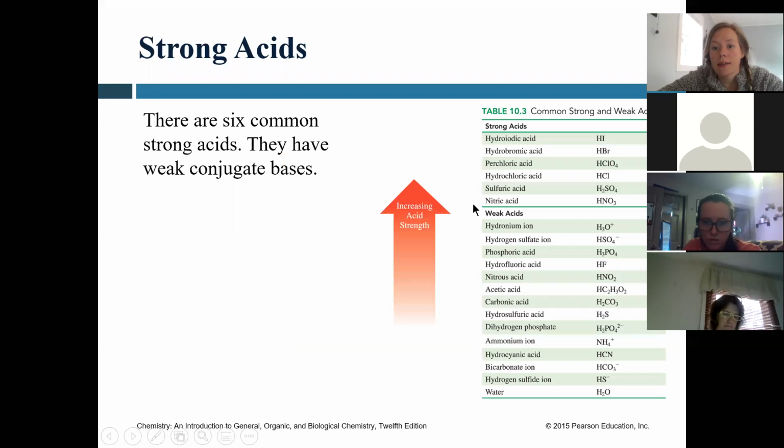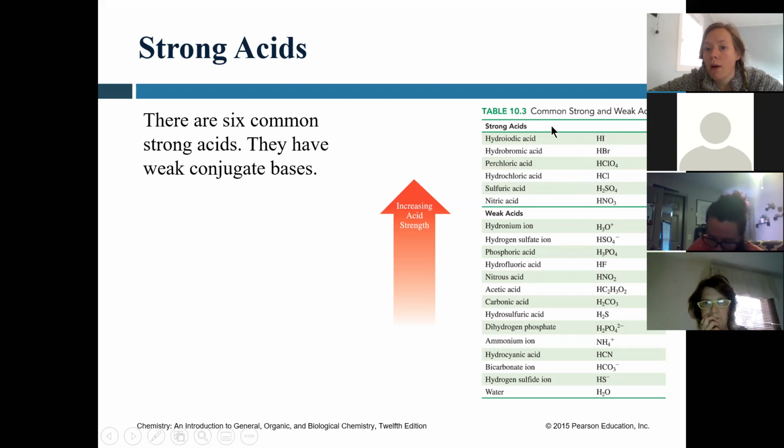Here are the strong acids, and then everything else are weak acids. So there's 6 strong acids. You do want to have access to those. Normally I would have you memorize them, but you get to use notes. So just make sure you have your text or something available. So hydroiodic acid, HI, hydrobromic acid, HBr, perchloric acid, hydrochloric acid, sulfuric acid, and nitric acid.